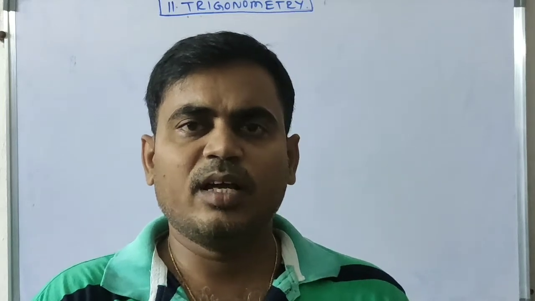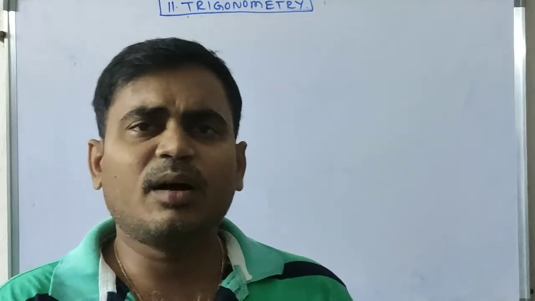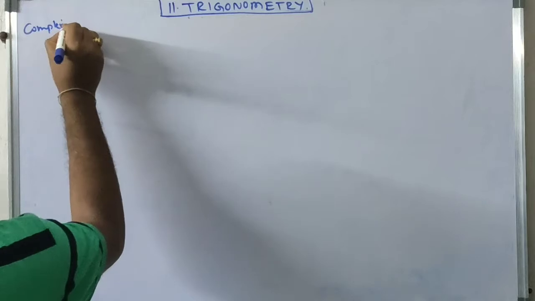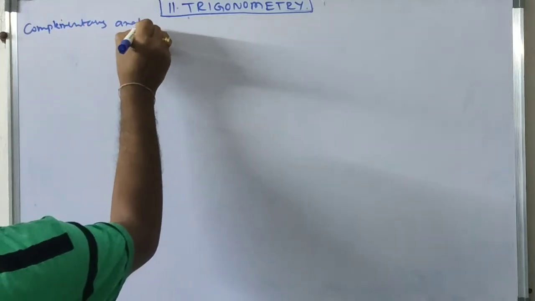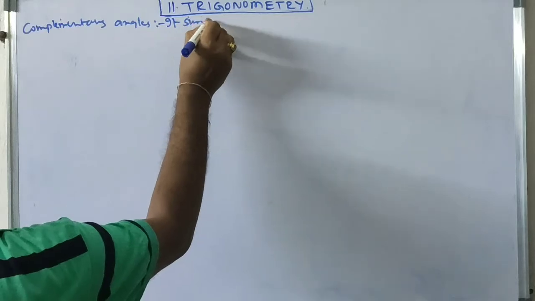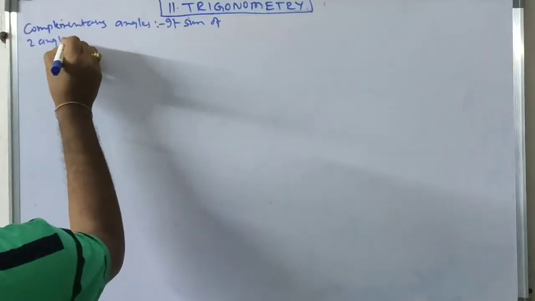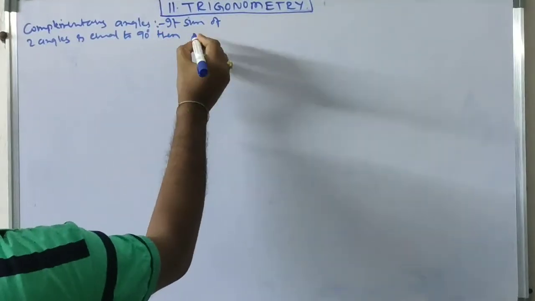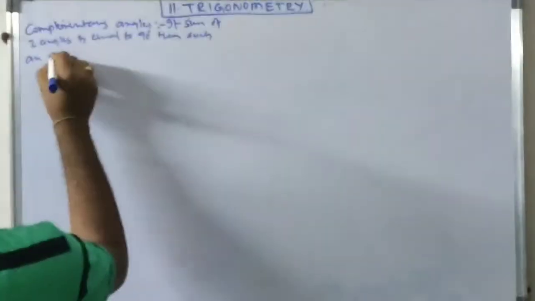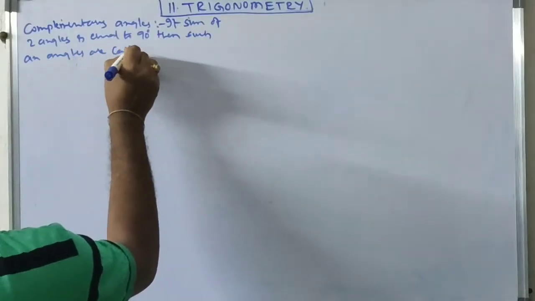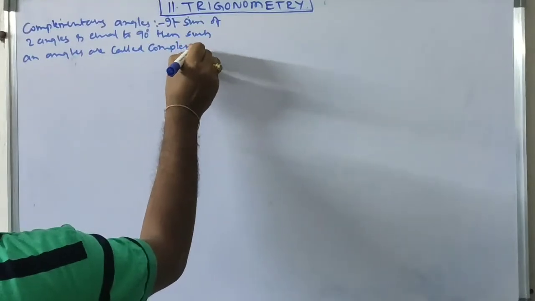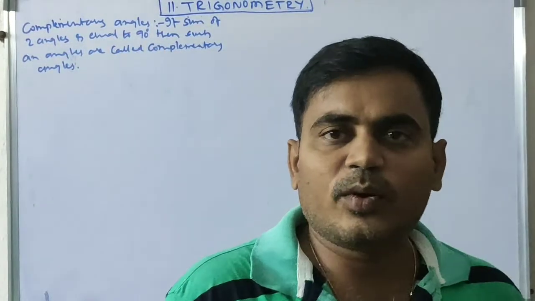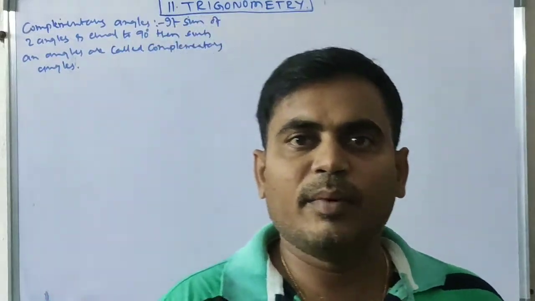So trigonometric ratios for complementary angles. What are complementary angles? If the sum of two angles is equal to 90 degrees, then such angles are called complementary angles.